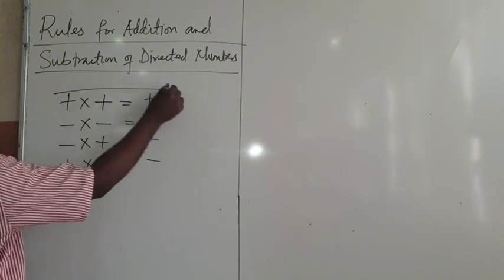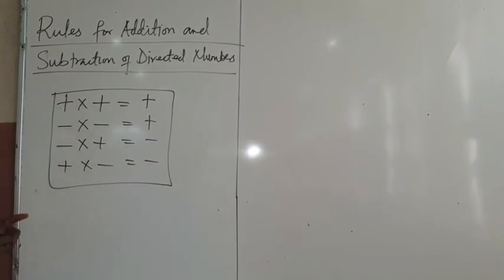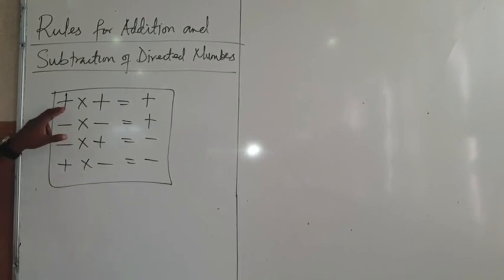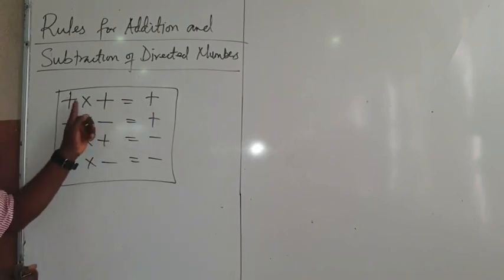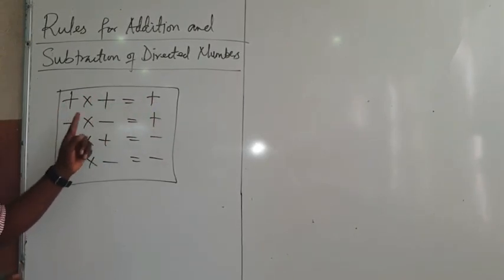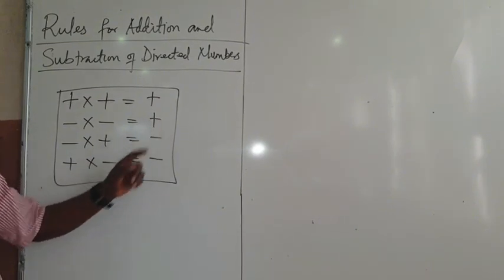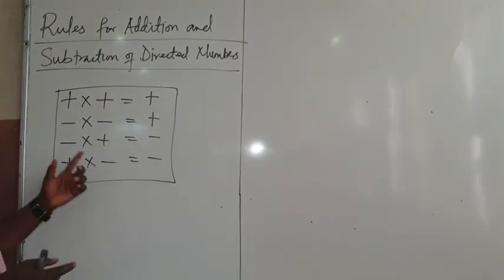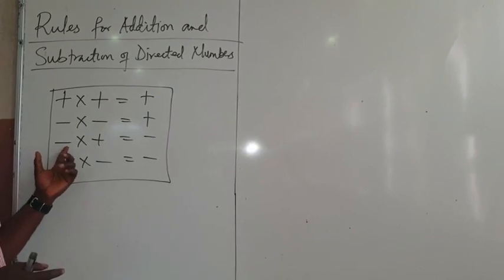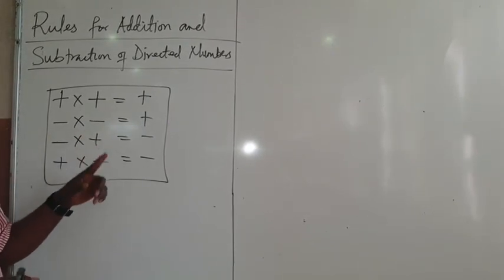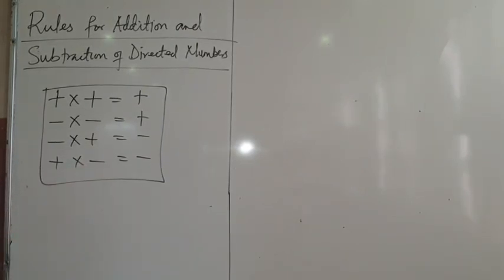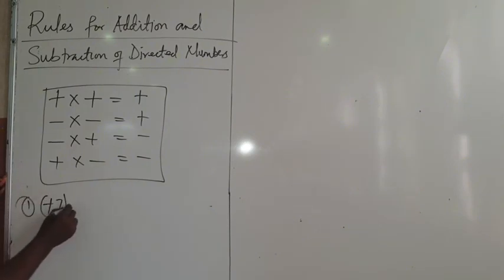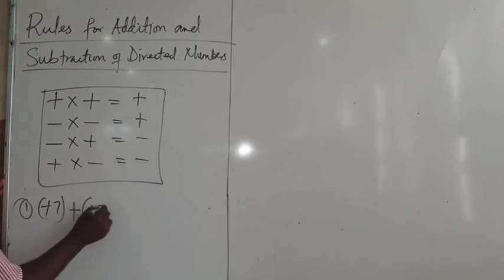Now, the first rule we're going to look at, we want to look at this set of rules, these 4 rules. These are the shortcuts to it. When you multiply the same sign together, you get positive. Plus times plus will give you plus. Minus times minus will always give you what? Plus. But when you multiply negative by positive, 2 different signs together, your answer will always be what? Always be negative.